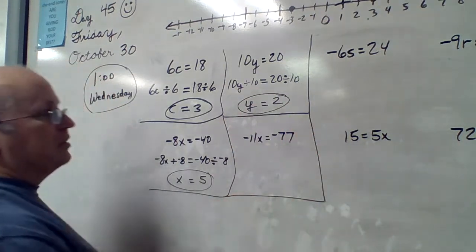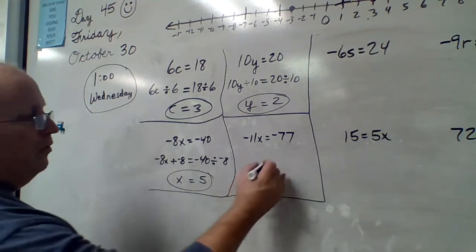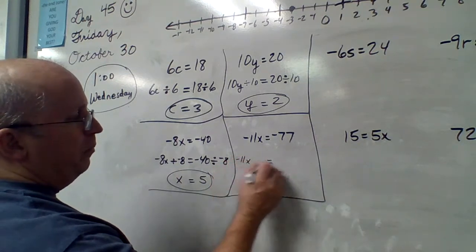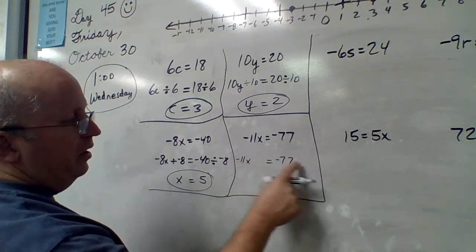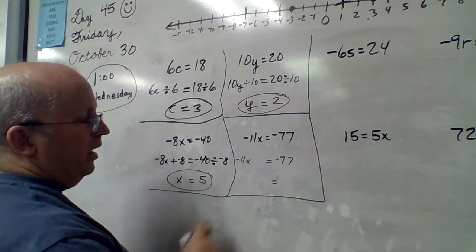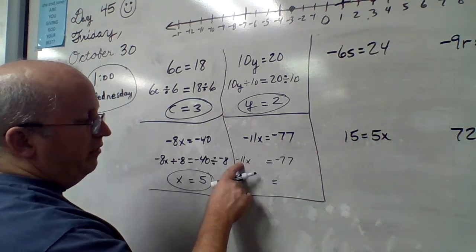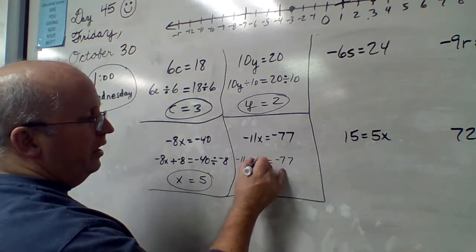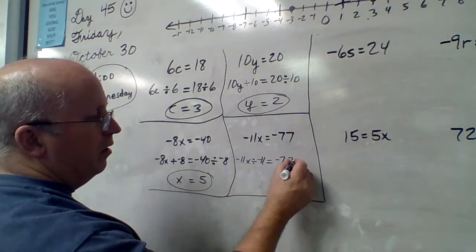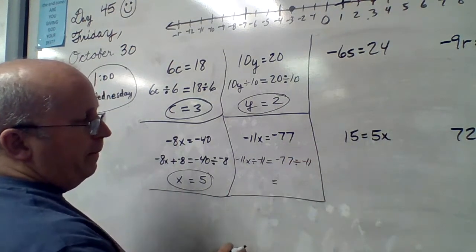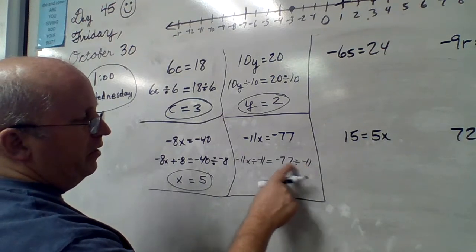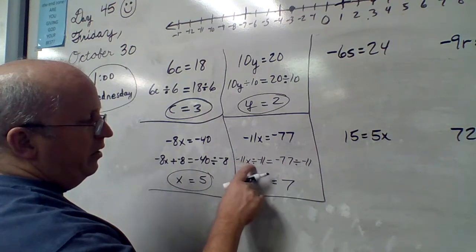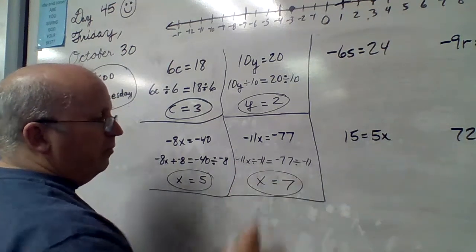Let's go to this one next. First thing I'm going to do, create my two equal signs. Second thing, I'm going to write the problem out, but I'm going to leave a little bit of space here and here. Then I'm going to ask myself, x times negative 11. What's the opposite of multiplying by negative 11? How about dividing by negative 11? Yep. A negative divided by a negative. That's a positive 7. And multiplying by negative 11 and dividing by negative 11, they cancel each other out. I'm left with a 7.